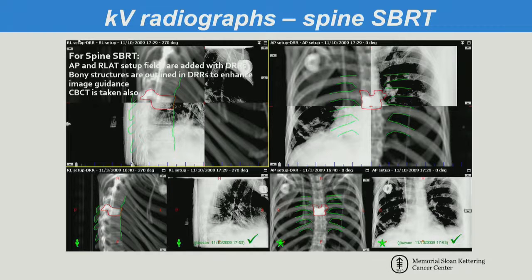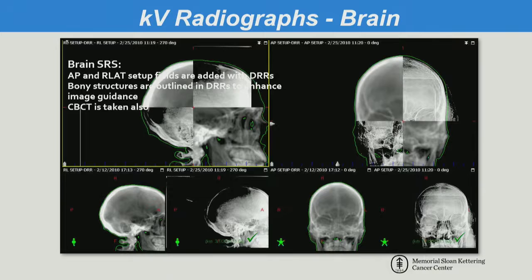So for example, for spine SBRT, we would use 2D kV imaging to properly align the patient, making sure that there are no gross rotations or translations. We can contour some of the bones, like in the spine, some vertebrae, some ribs, to make setup easier to see. And then we would take a cone-beam CT and finalize our setup. The same for brain. We would also do kV, and then cone-beam CT to fine-tune our setup.